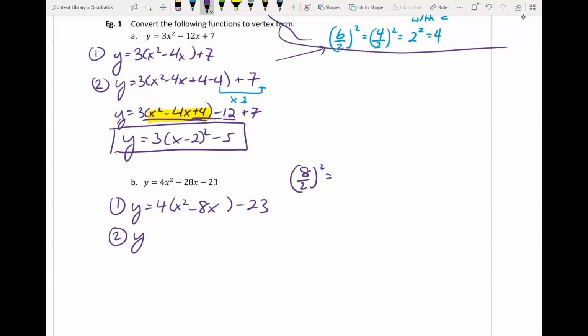Just to simplify your work, you could ignore the negative in front of your b when you're completing the square. So this is going to be 8 divided by 2, which is 4. 4 squared is then 16. That means we're going to add and subtract 16. Now I'm going to take this negative 16 and put it outside of our factored bracket. So I need to multiply 16 by 4.